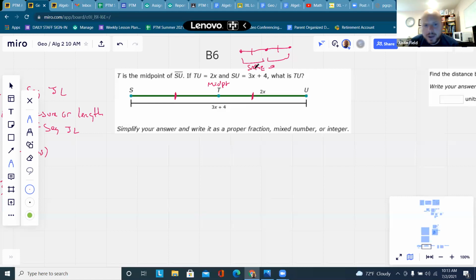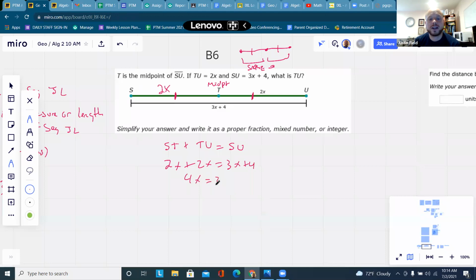So what does that mean that we can put for ST? Well, TU is 2x. So that means that ST must also be 2x because they're the same. And now I can do my segment addition. Back to safety. We know the segment addition postulate. We know ST is 2x. We know TU is 2x. And we know SU is 3x plus 4.